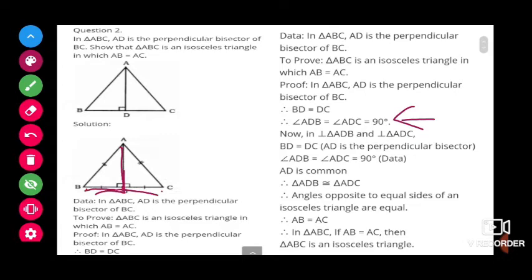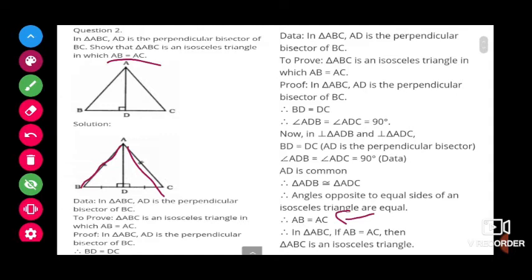Then side BD is equal to side DC, again because it's a perpendicular bisector of the base. Then AD is equal to AD, it's common for both. So by using that we can say these two triangles are equal to each other. If the two triangles are equal, then automatically all corresponding sides and angles will be equal, no? So whatever side we want, we can write. They are asking us to show AB is equal to AC. So we will say AB is equal to AC because this is the corresponding part of the congruent triangles.